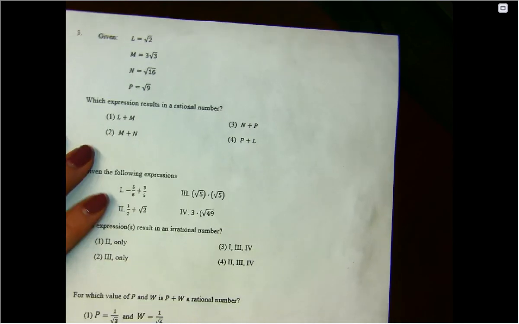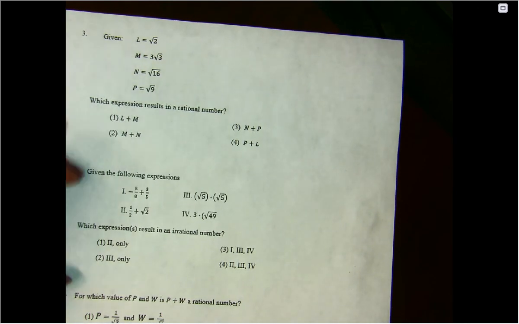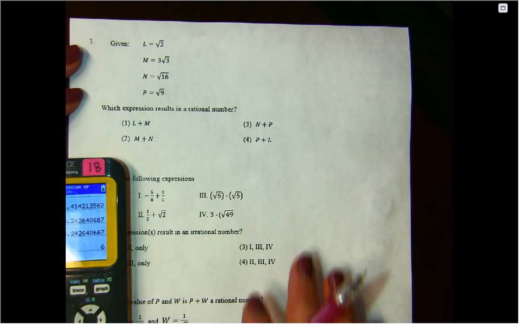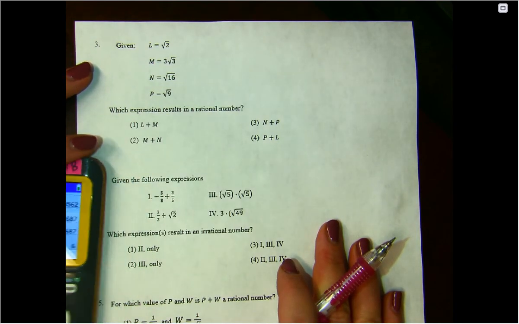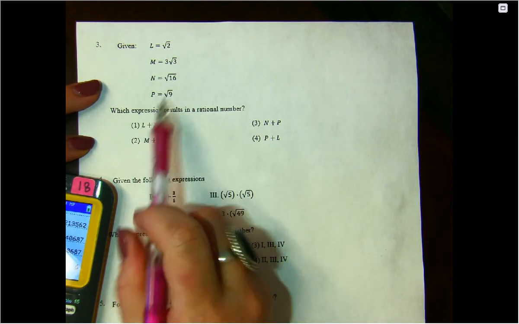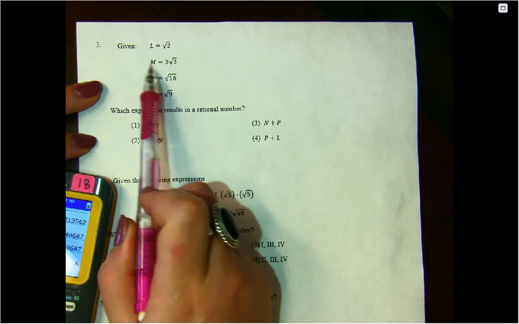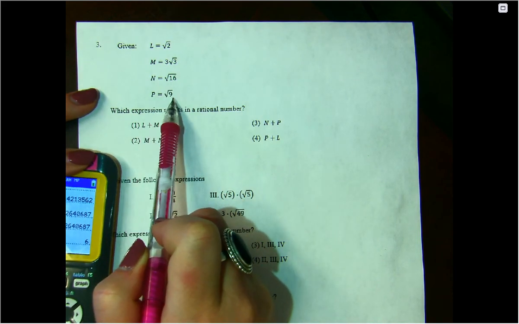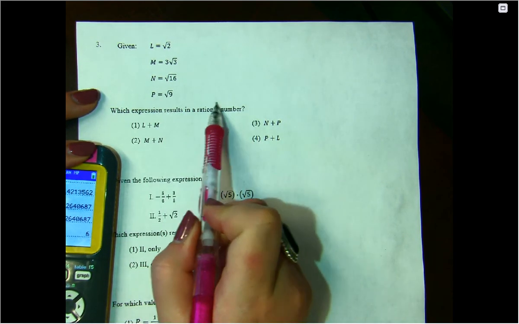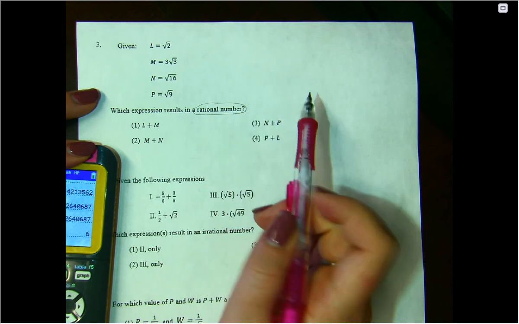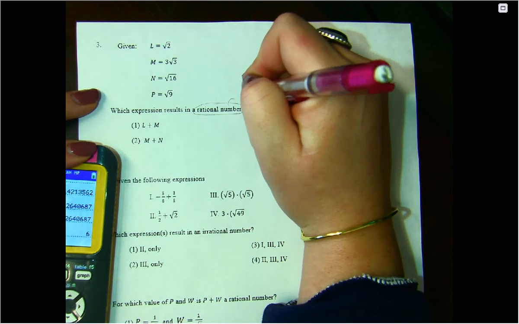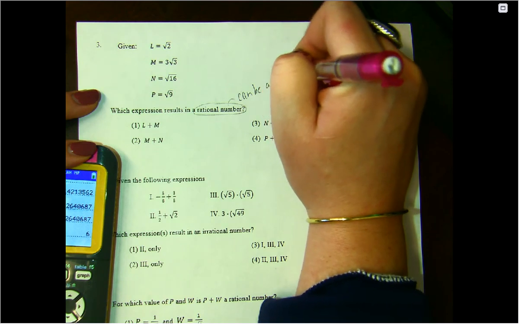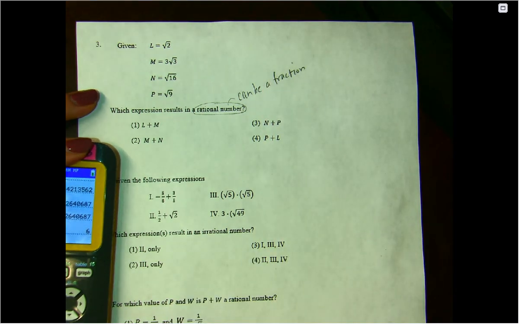Okay, and then this is going to be the last of it today. So 1, 2, 3, 4 more questions, and they are all calculator questions already. So this one I think was even on one of the tests that we gave. Given radical 2 is L, M is 3 radical 3, N is radical 16, and P is radical 9, which expression results in a rational number? Okay, so I'm looking for those that can be a fraction, those pretty numbers.